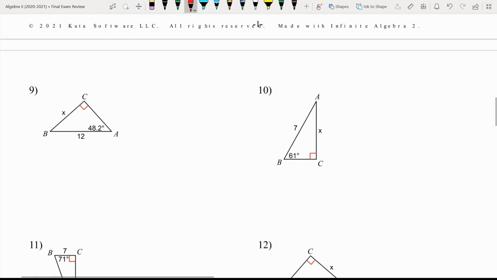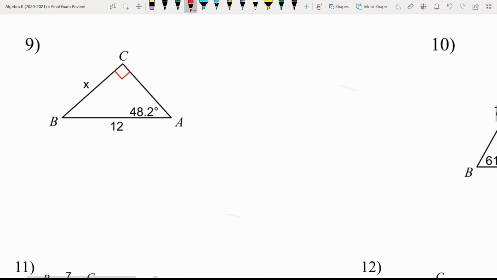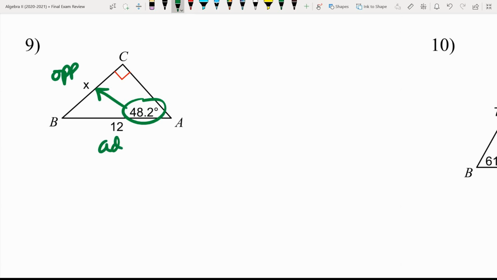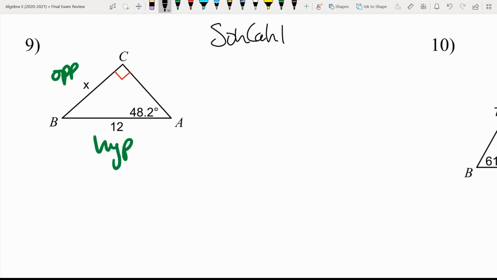A couple of other ones here, because some of these have a little bit different way of solving. Let's take a look at this one. So 48.2, from this angle, this side over here is opposite. And this side over here, well, it's our, not adjacent, sorry about that. That is our hypotenuse because it is our longest side for starters, and it is opposite the right angle. The side opposite the right angle is always our hypotenuse. So I'm dealing with an OH situation. So going back to SOHCAHTOA, that is sine, O and H.